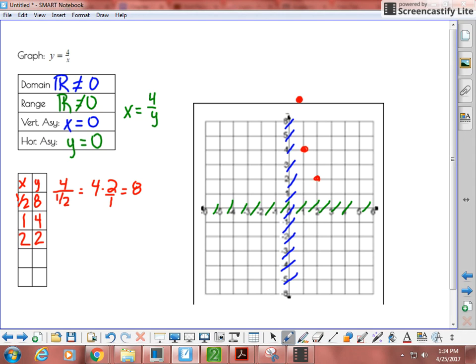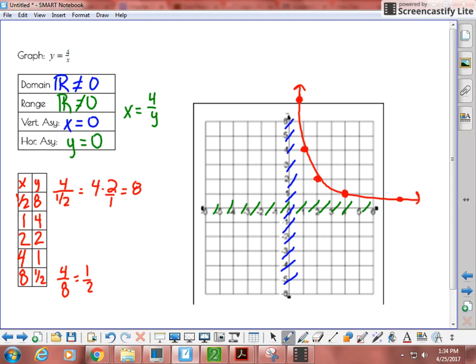So 2, 2. 3 obviously won't work. 4. 4 divided by 4 is 1. So over 4, up 1. And then the last thing I would put in there that's a nice number is 8, because 4 over 8 reduces down to 1/2. So I go over 8 and up a half. So here's the first part of my graph.